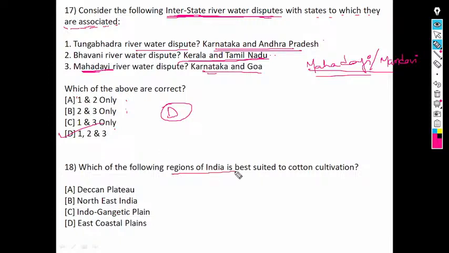Next, which of the following regions in India are best suited to cotton cultivation? Deccan Plateau, Northeast India, Indo-Gangetic Plain, East Coastal Plain. It is A, the Deccan Plateau. It has lava soil or black soils.